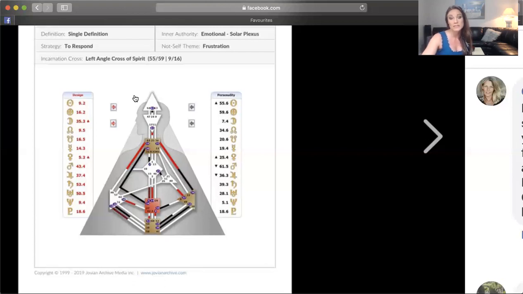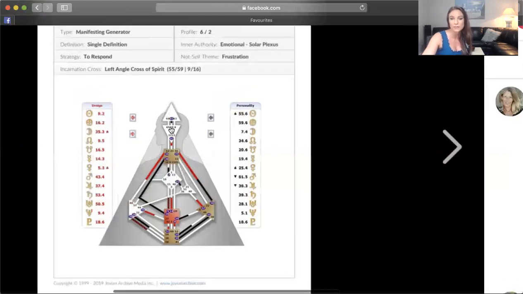Then we have the open centers. So the open centers we take in the outside and we filter it through us. So we can either become really conditioned and influenced by it, or we could become really wise because we get to feel and see other people and their processes through these centers. And here we have 5 open centers, so it's quite a lot. So there's a lot of things that could influence you from the outside.